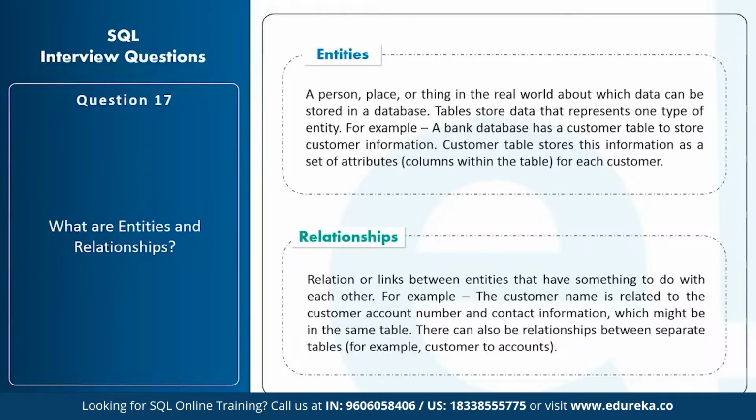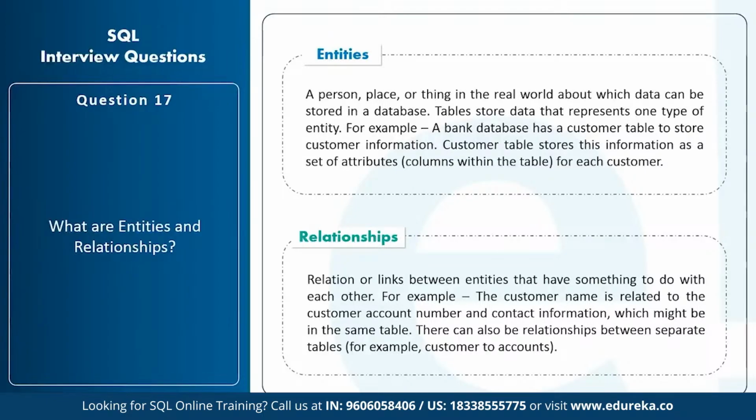For example, a bank database has a customer table to store the customer information. The customer table stores this information as a set of attributes, that is basically the columns within the table for each and every customer. So if you consider a customer table that has around 5 parameters like customer ID, customer name, customer phone number, customer email ID, and so on, then all these are basically the column names, that is the attributes for the entity, and customer information will be the entity.